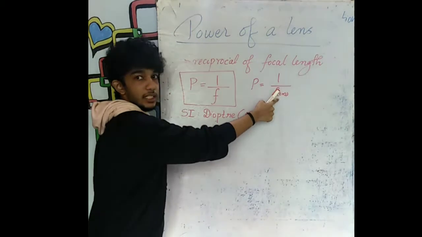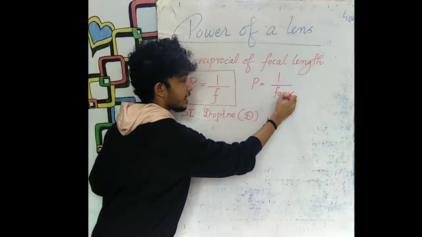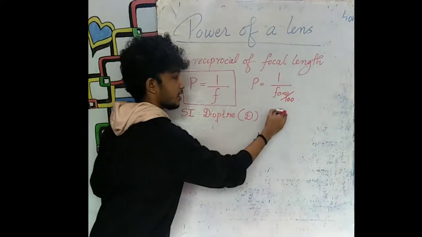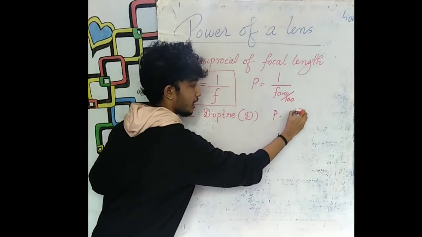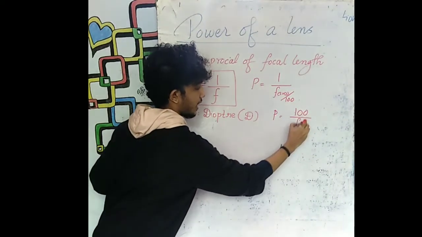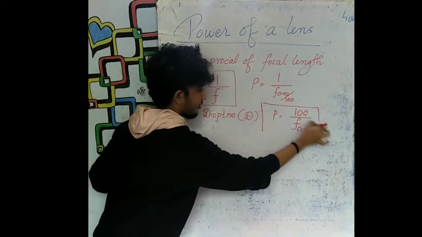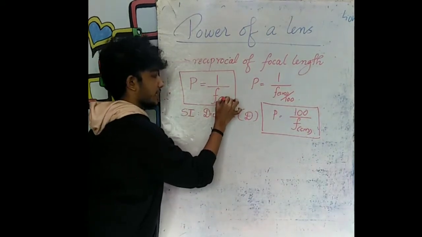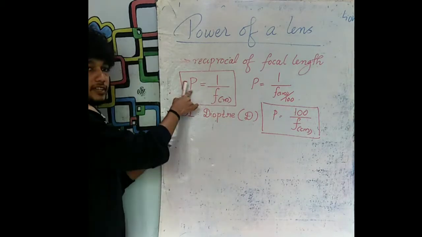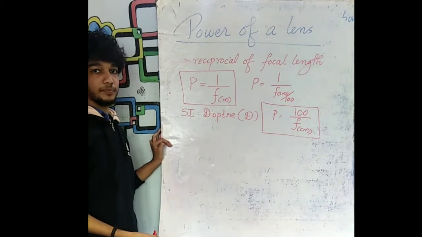Now the centimeter, in order to convert into meter, is divided by 100. Therefore power is equal to 100 divided by F, where F is in centimeter. If F is in meter, this equation can directly be taken so that the power in diopters is calculated.